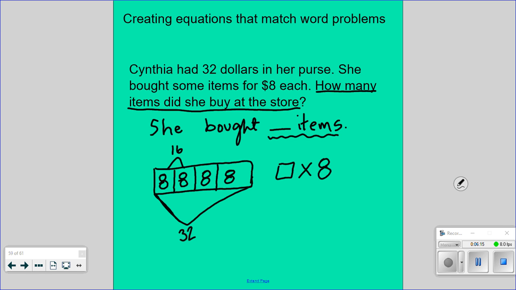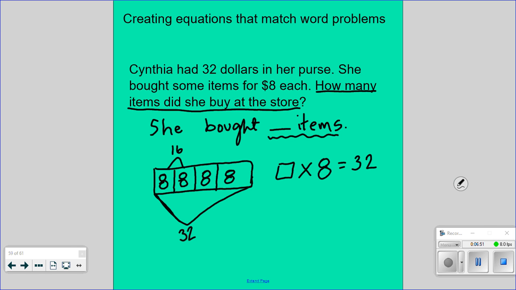And I spent $32. So the equation that matches this question is box times 8 equals 32. Now, could you solve it and tell me that box is 4? Sure, but I don't really care. What I care about is you being able to look at that and figure out, oh, box times 8 equals 32. Does that make sense?